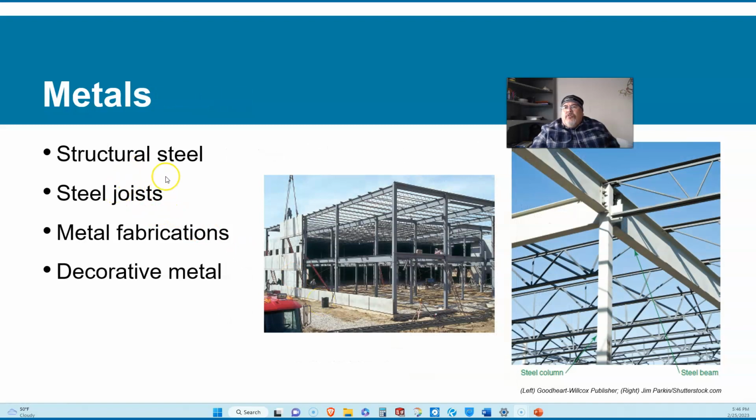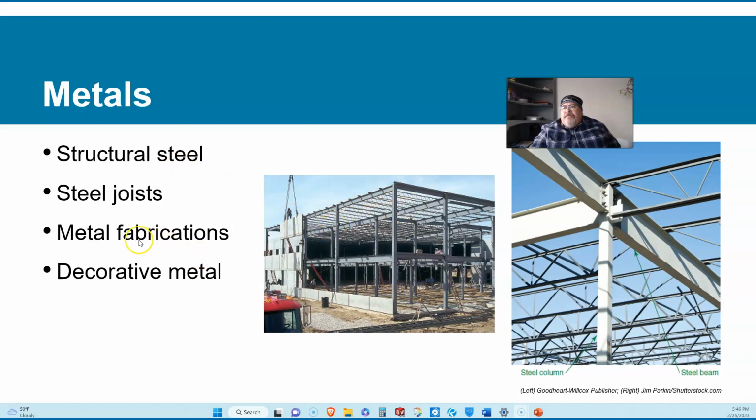Metals. You have your structural steels, you have your steel joists, you have your metal fabrications, and you have your decorative metal. So structural steel and steel joists, their joists are meant to carry load, span over distances. You have your structural steel, which provide the basic framing, vertical and horizontal structure.